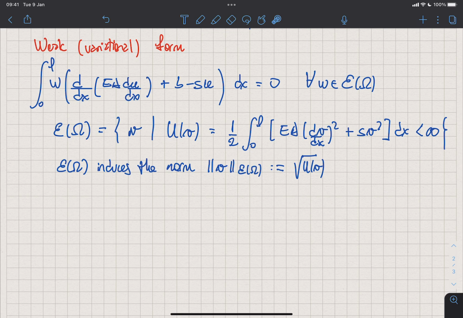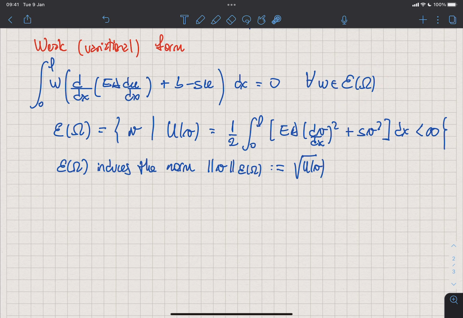Point-wise, I don't need that, but I want that to be valid on average. And therefore, what we do is we weight that differential equation with some function. We call that the test function or weight function, and we integrate over the domain, in this case, 0 and L, that's a bar. And we say that that is going to be valid for every single W or weight function in some space.